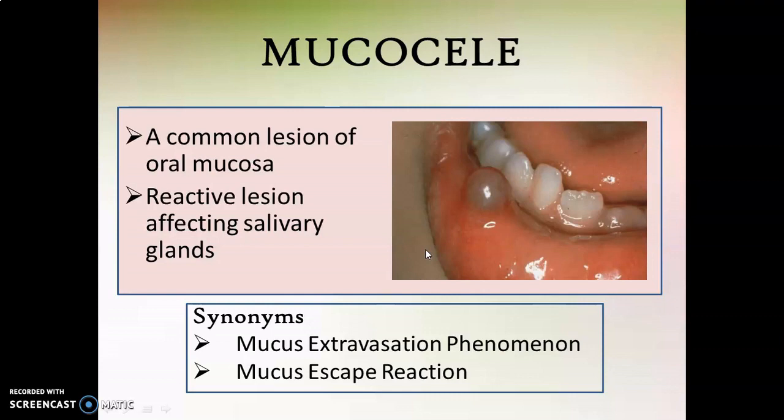Mucocele, as I said, is a common lesion of oral mucosa and is considered to be a reactive lesion that arises from salivary glands. The lesion usually is caused by rupture of a salivary gland duct and spillage of mucin out into the surrounding connective tissue. So, this lesion is also termed as mucus extravasation phenomenon or mucus escape reaction.